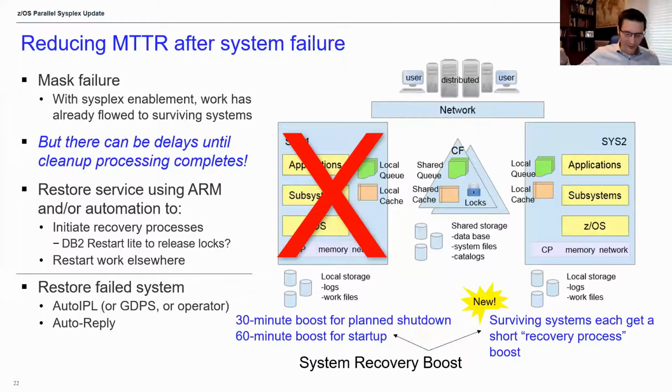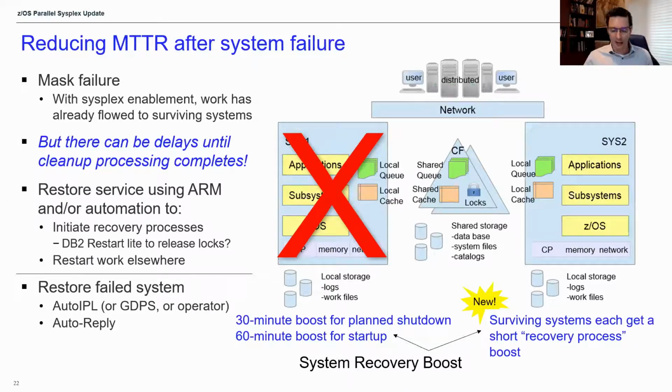Now, what about the surviving systems, though? So the surviving systems that are partitioning that guy out of the Sysplex, this is where, again, the Sysplex recovery boost for termination comes in, right? So even if you have a very well-structured Sysplex designed environment, you have work cloned on all the other systems, you're able to process the work through the use of shared queues from the coupling facility, and in effect, you can mask that there's a failure on the system.